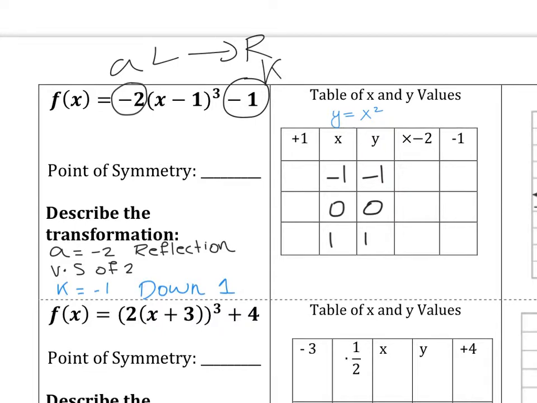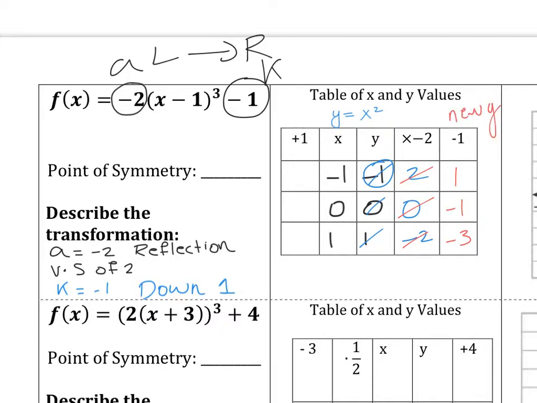So let's see. -1 times -2, that would be a 2. 0 multiplied by -2, that would be a 0. And 1 times -2, that would be a -2. Now, after you multiply by -2, you have to subtract 1 from this answer. So 2 minus 1 is a 1. 0 minus 1 is a -1. -2 minus 1, that's a -3. So this is going to be your new y value.